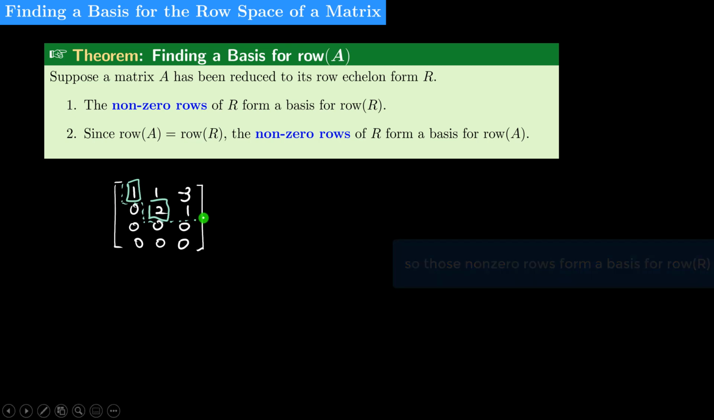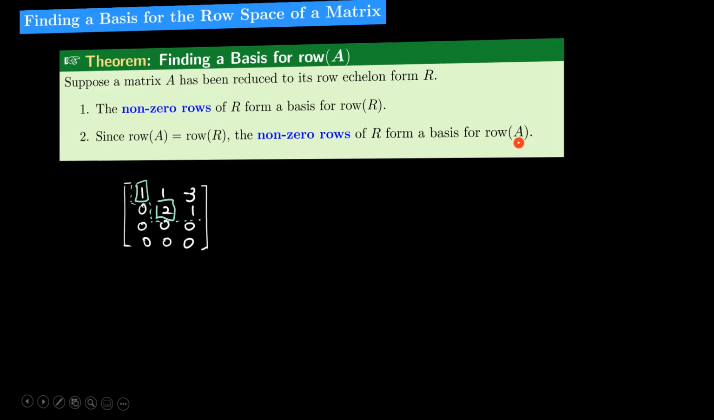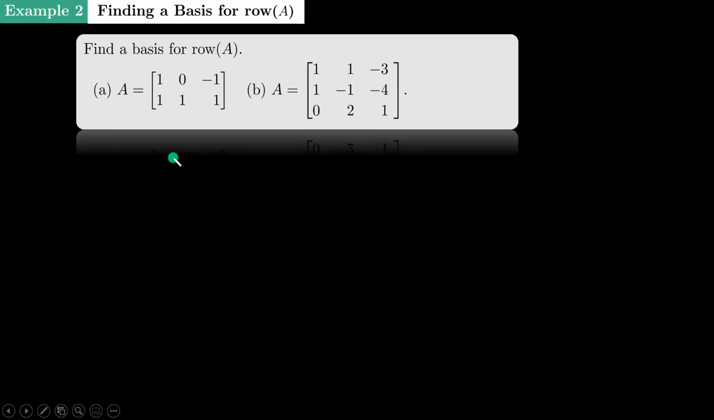And furthermore, since the row space of A is equal to the row space of R, the non-zero rows of R form a basis for the row space of A. Now, armed with this theorem, we are finally ready to go through a few examples on finding a basis for the row space of a matrix. Now let's take a look at an example of finding a basis for the row space of a given matrix. Part A, find a basis for the row space of A where A is a 2 by 3 matrix.